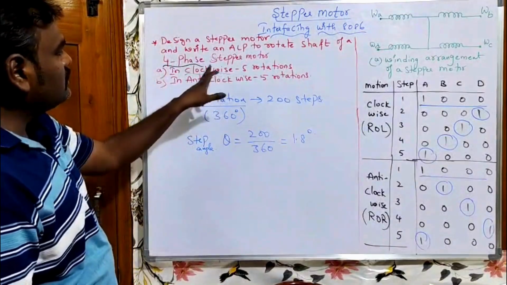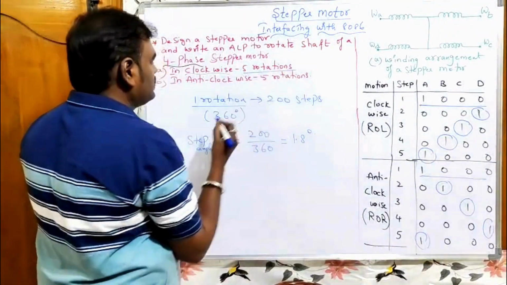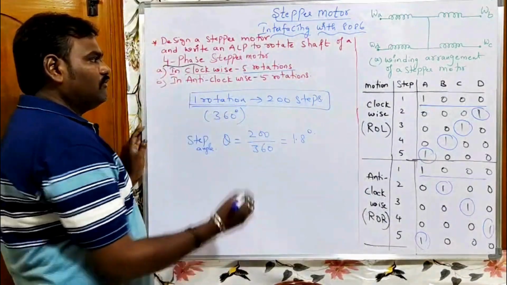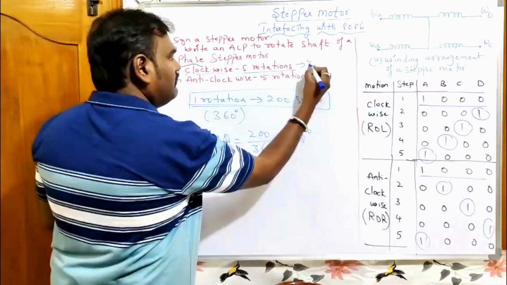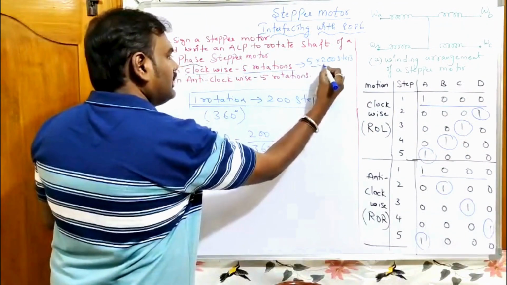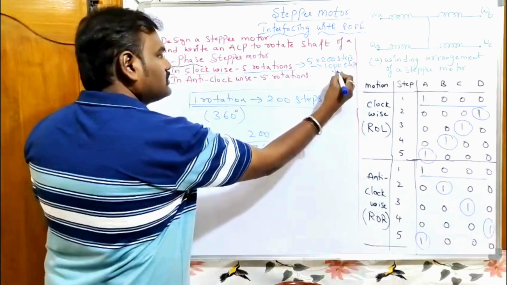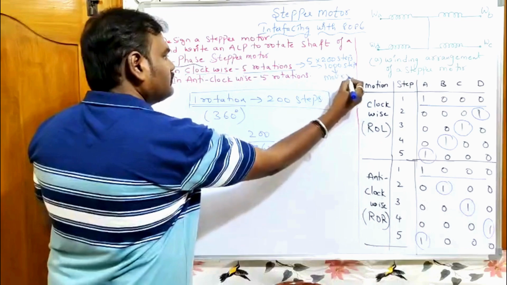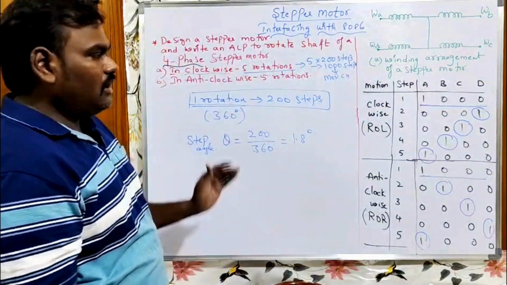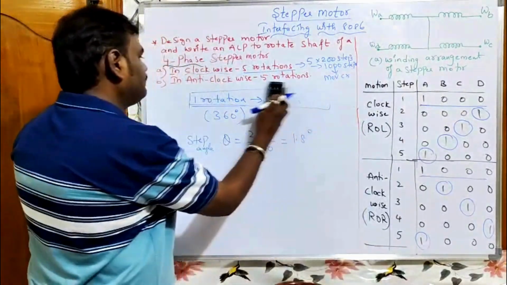Here they have asked for 5 rotations, but one rotation takes 200 steps. Therefore for 5 rotations, 5 into 200 gives 1000 steps to complete the entire operation. These 1000 steps we need to move into the CX. Now we will go to the assembly language program, then you can understand.